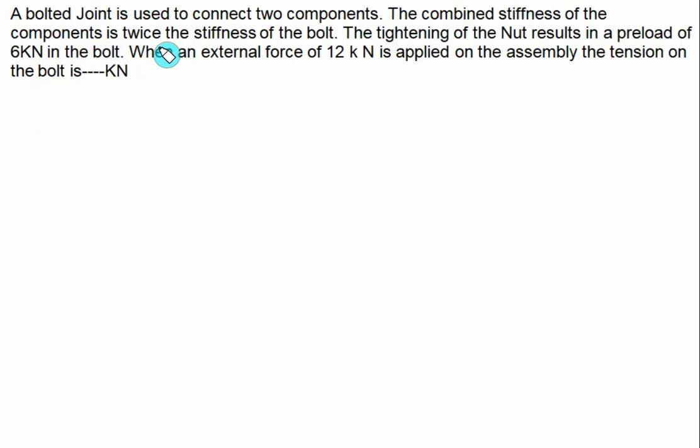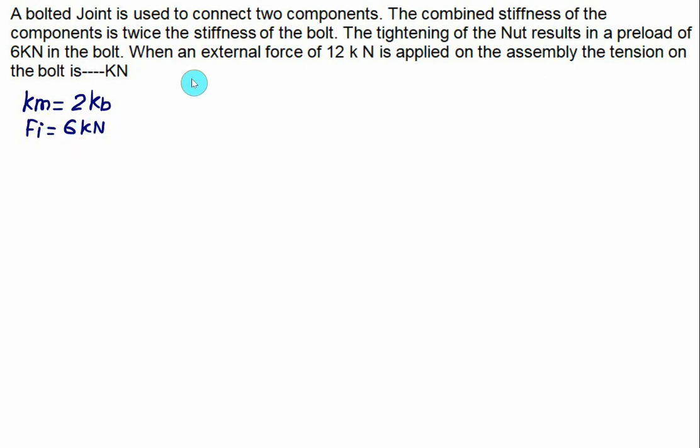A bolted joint is used to connect two components. The combined stiffness of the components, that is the members, is twice the stiffness of the bolt. So we have given here Km equal to 2 times the stiffness of the bolt, that is Kb. The tightening of the nut results in a preload of 6 kN in the bolt, that is the value of Fi is known, which is equal to 6 kN.